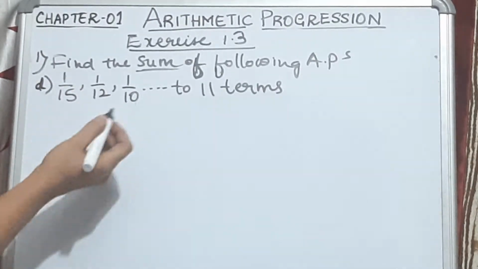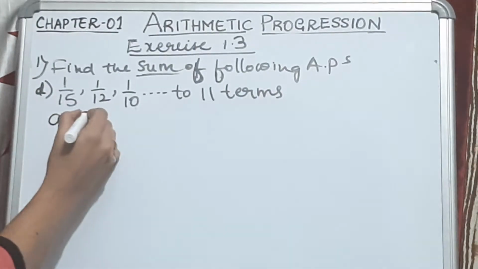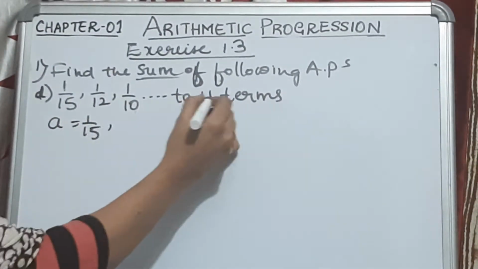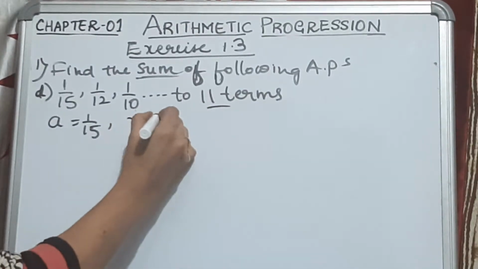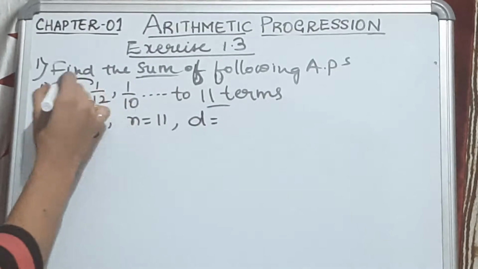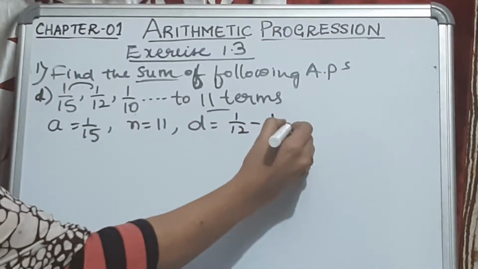Okay, here, this is given in the fractional method. What is our A? 1 by 15. What is our D? N is given. N is equal to 11, and D is this minus: 1 by 12 minus 1 by 15.